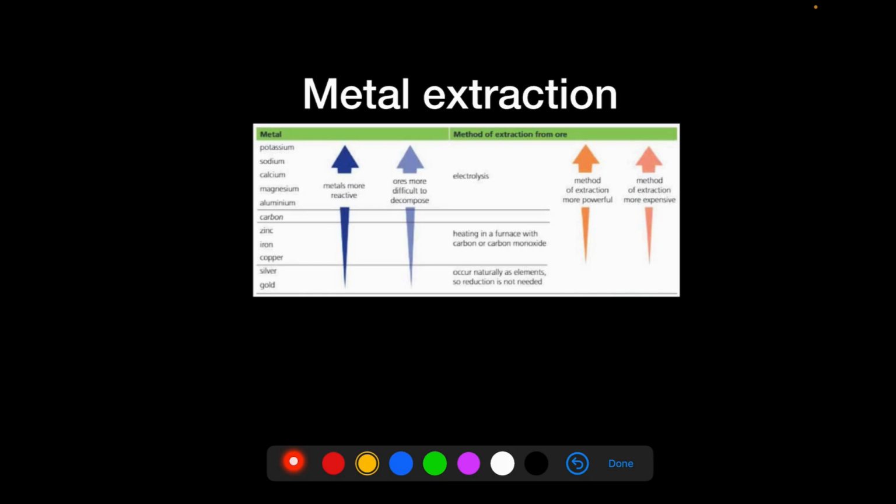Now we can see that as we go higher up, the method of extraction is more powerful and more expensive, as ores are more difficult to decompose and the metals are more reactive.